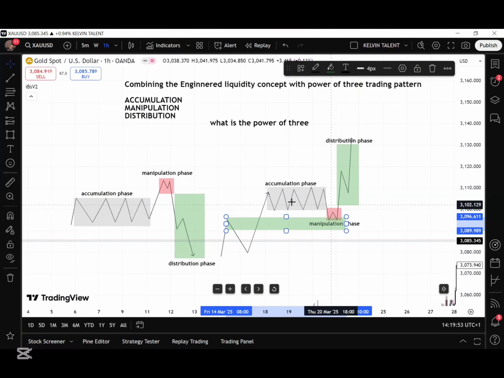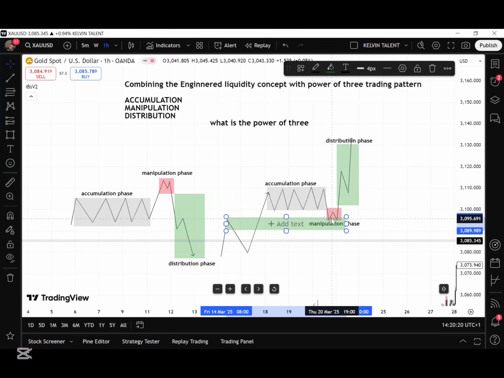Now what happens after this accumulation phase and price wants to manipulate? Price most times manipulates into a high probability point of interest. It could be a fair value gap, it could be a breakout block, or a mitigation block as well. So that is where you wait for the others.